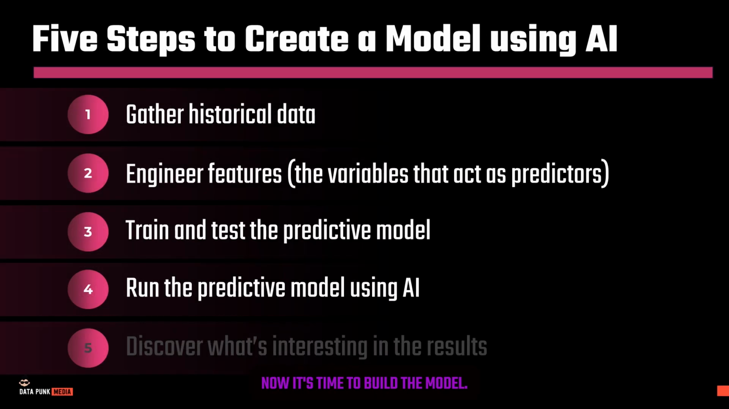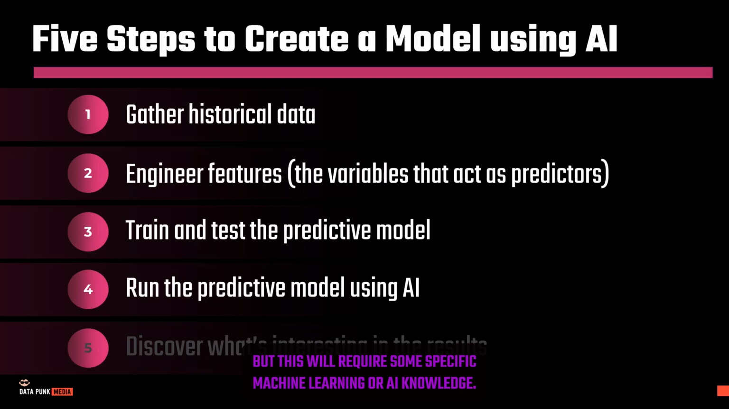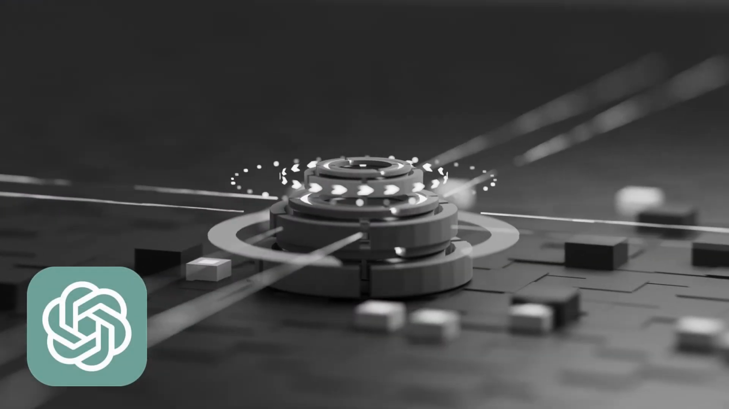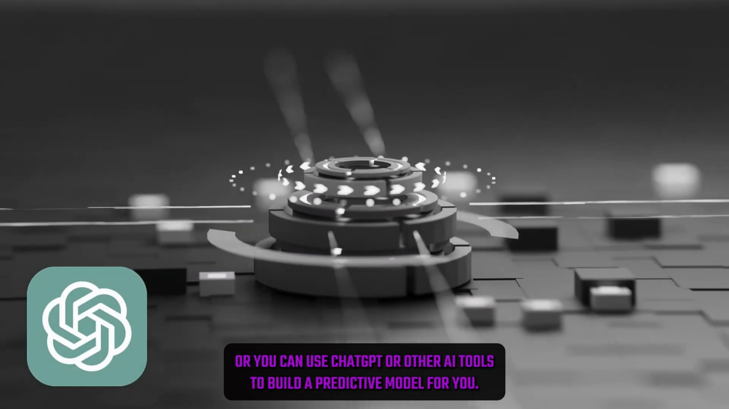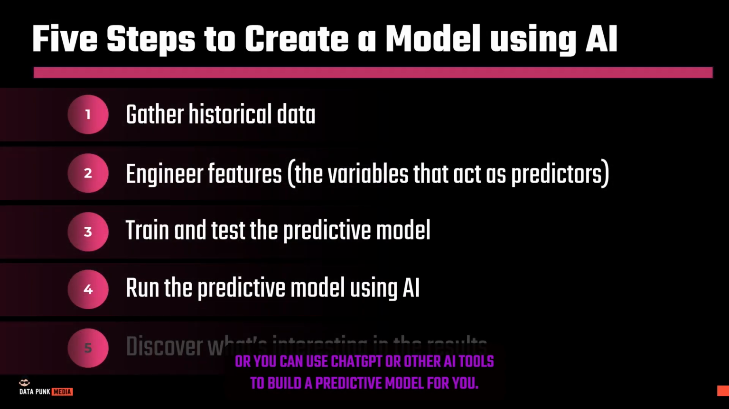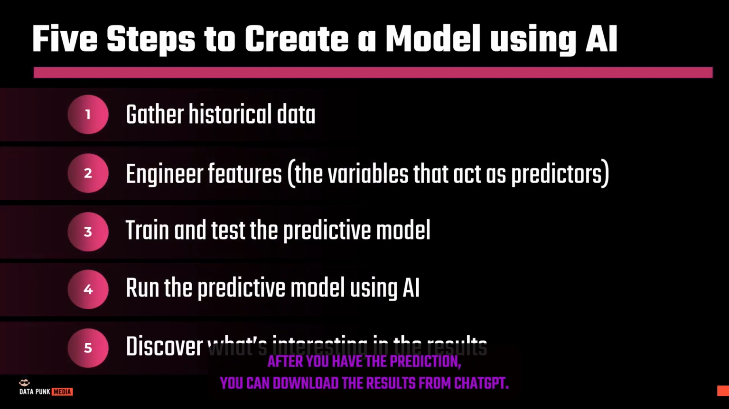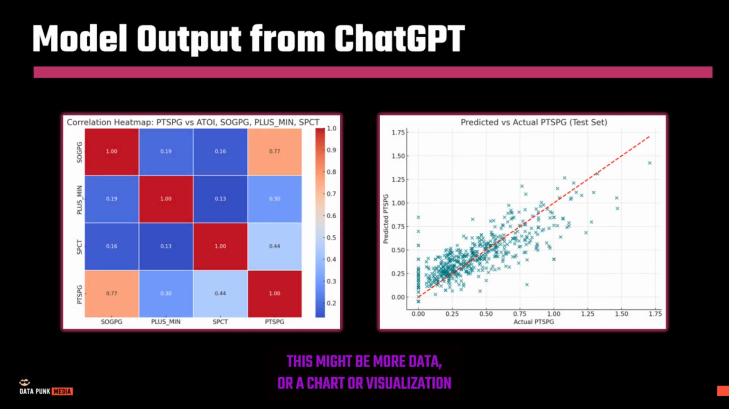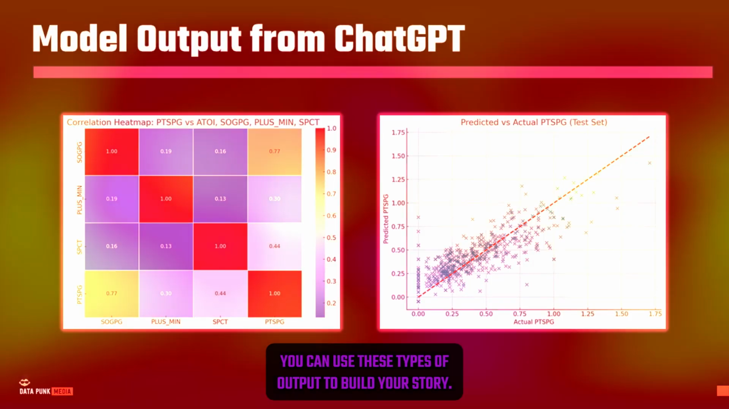Now it's time to build the model. You can choose to build the model yourself, but this will require some specific machine learning or AI knowledge. Or you can use ChatGPT or other AI tools to build a predictive model for you. After you have the prediction, you can download the results from ChatGPT. This might be more data or a chart or visualization that shows how a data point will move in the future. You can use these types of output to build your story.